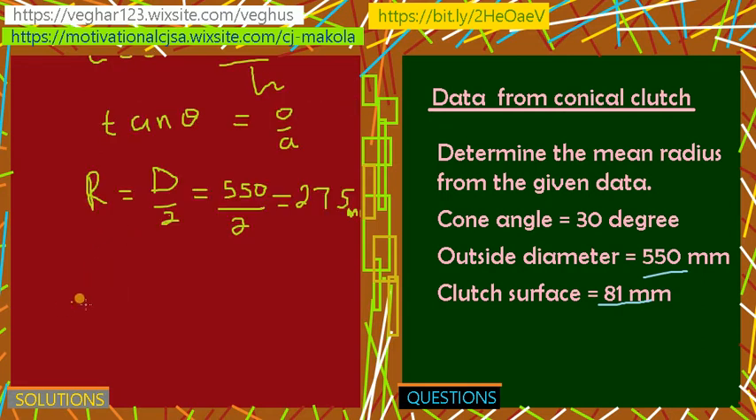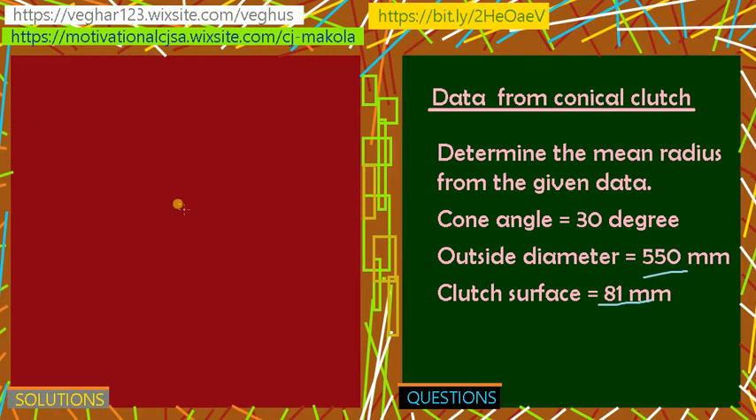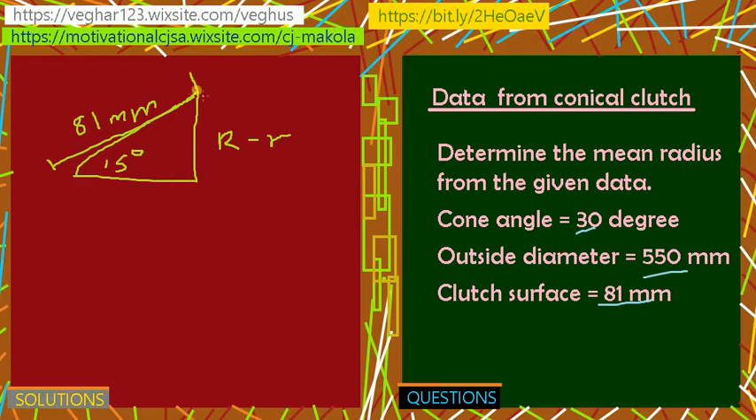So from here we can use the sine, because we are in this position. We have the angle, which is 15, half of the same angle, which we divided by 2. Then we have this distance, which is r outside minus r, and we also have 81, the clash surface, the distance from here to here. So we have 275 minus r. This one we have, and this one is the unknown that we are looking for.